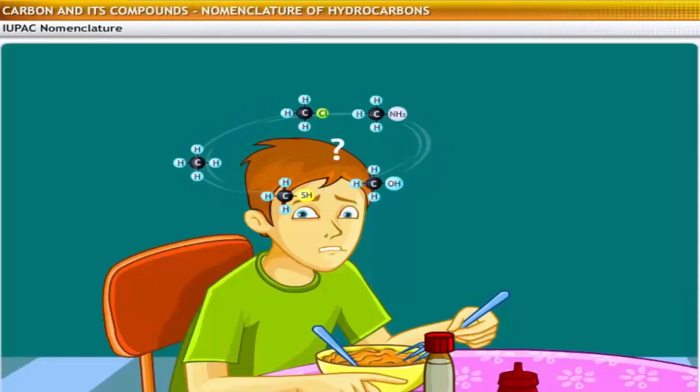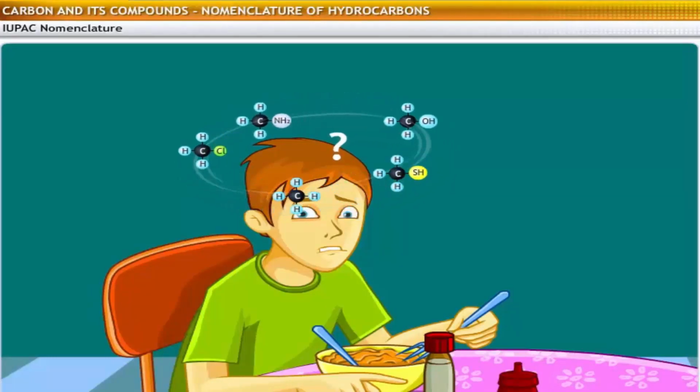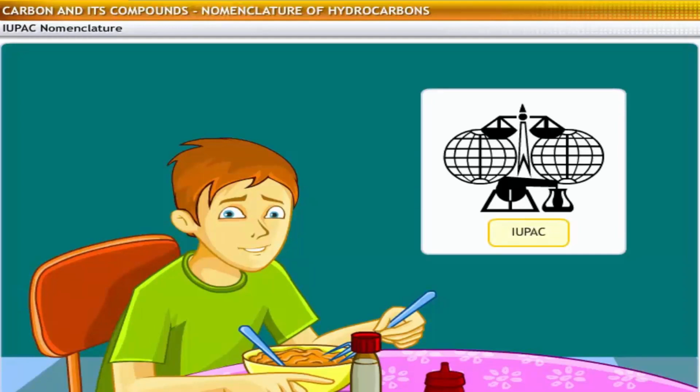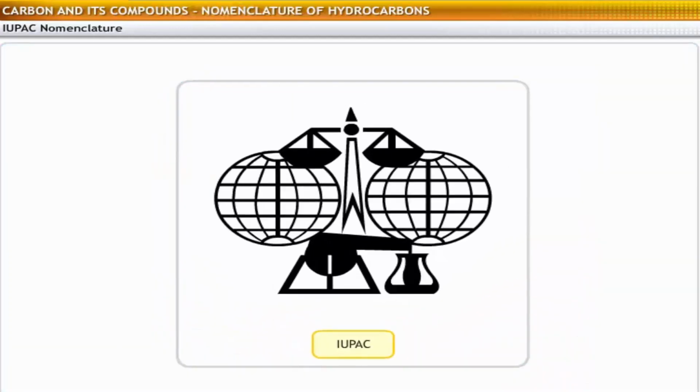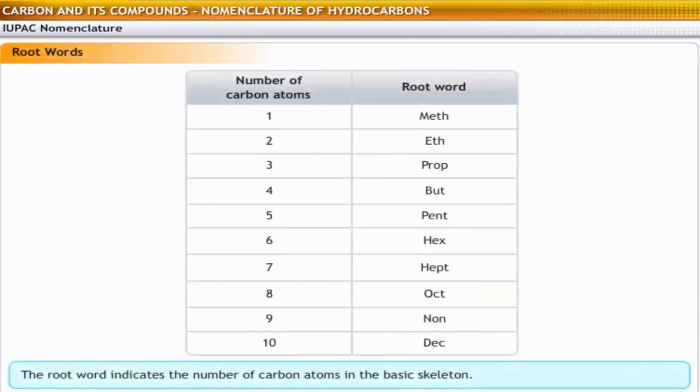Since we have such a large number of organic compounds, remembering each individual name is next to impossible. This is why a rational system of naming carbon compounds was developed. It was modified by the International Union of Pure and Applied Chemistry, IUPAC, and is followed all over the world. According to the IUPAC system of nomenclature, the name of an organic compound consists of a root word, a suffix and a prefix. The root word indicates the number of carbon atoms in the basic skeleton.